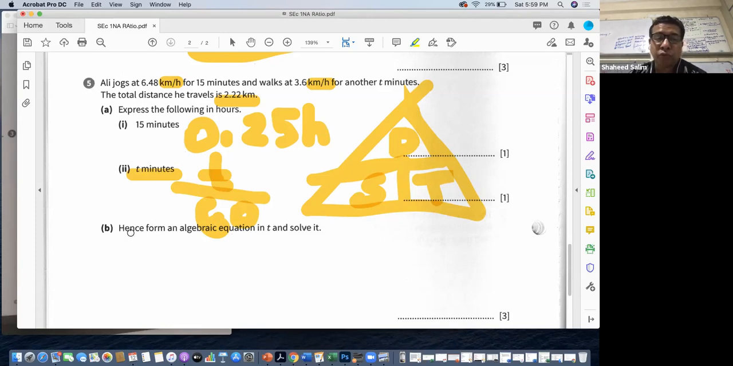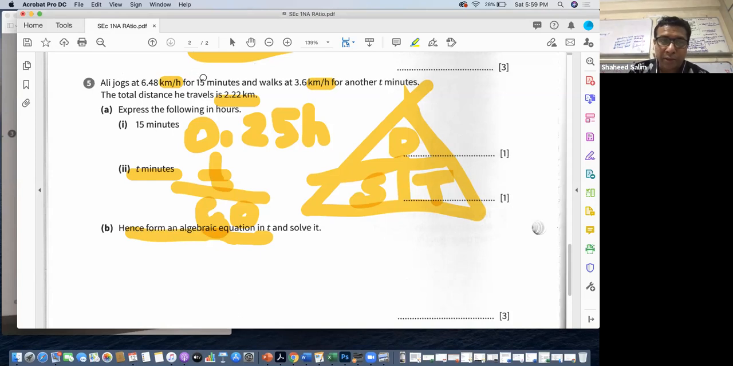Now they ask you to form an equation with T in it. So form an equation now and solve it. So they got the total distance 2.22. You got to find the distance for this one, and this one. Then you combine, the distance is 2.22. You see now they give you in hours, 0.25 hour.